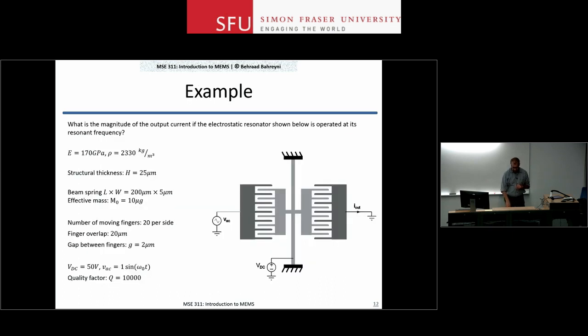Now, here's an example that I'll tell you how to solve, but I'd like to go through the solution of this during one of the live sessions. So look at it as a practice problem.